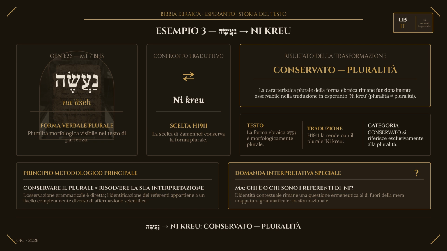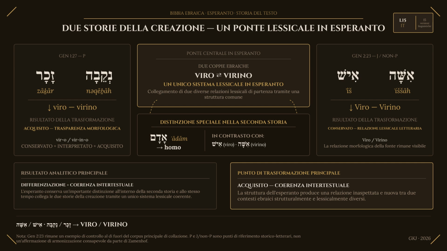In the case of naʿăśeh in Genesis chapter 1, verse 26, the plural form is conserved in the Esperanto nikliu. However, this raises a special interpretive question. Exactly who are the referents of this we? The grammar is clear, but the identity remains an open hermeneutical question. Zamenhof also created interesting lexical bridges. By using viro and virino for multiple Hebrew pairs, he established a coherent system in Esperanto, achieving a new form of intertextual consistency that was not present in the original Hebrew text.